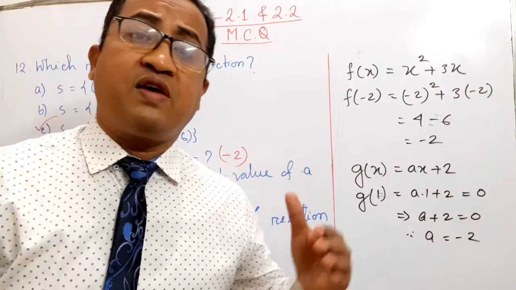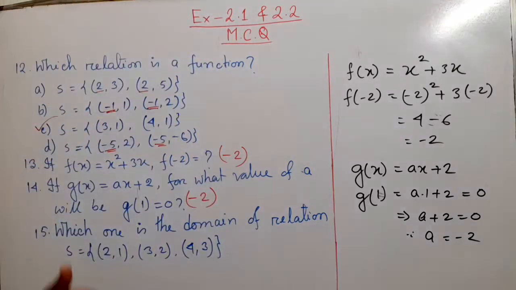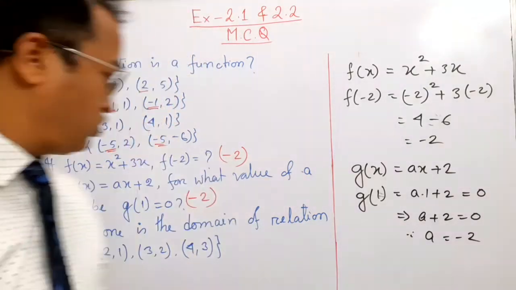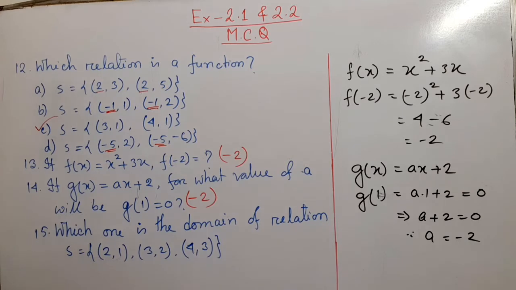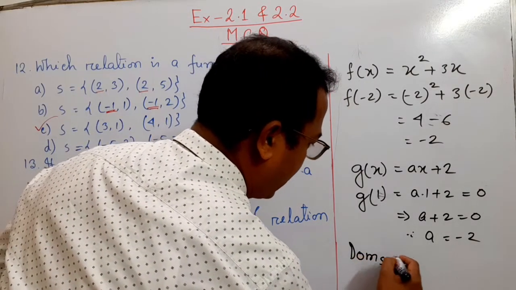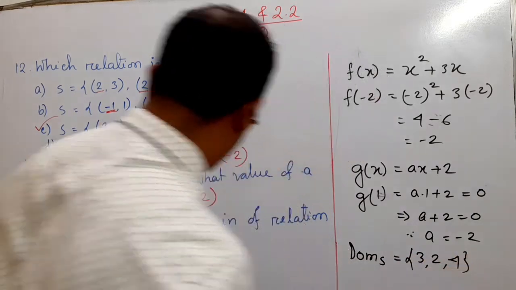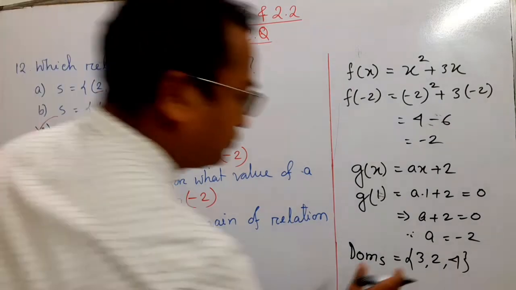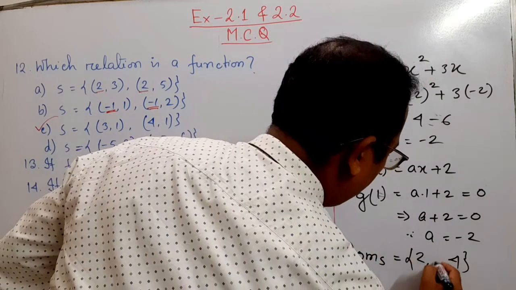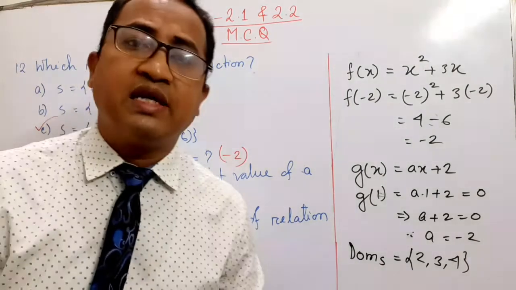We know the first elements are the domain of the relation and the second ones are the range of the relation. So it will be 2, 3, 4. These are the domain. We can write the domain like this: domain of S is equal to {2, 3, 4}. So if the question is like this, what is the range of this relation?